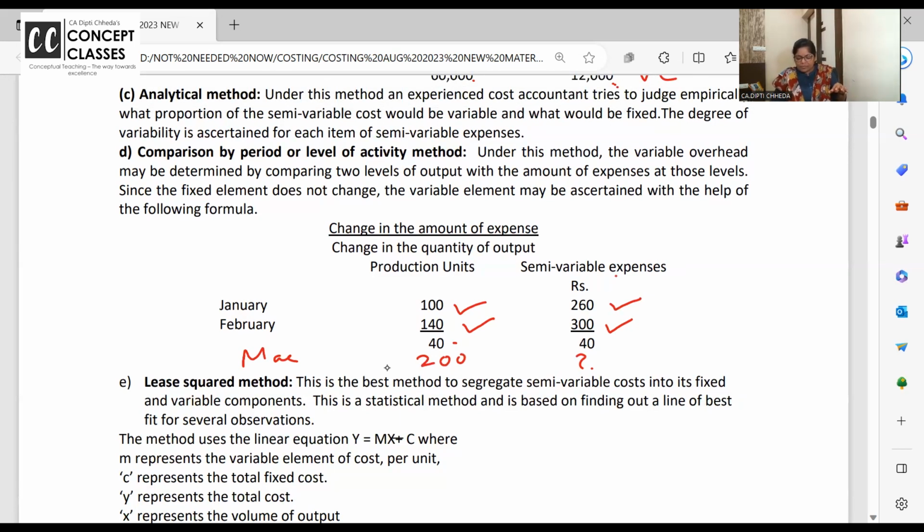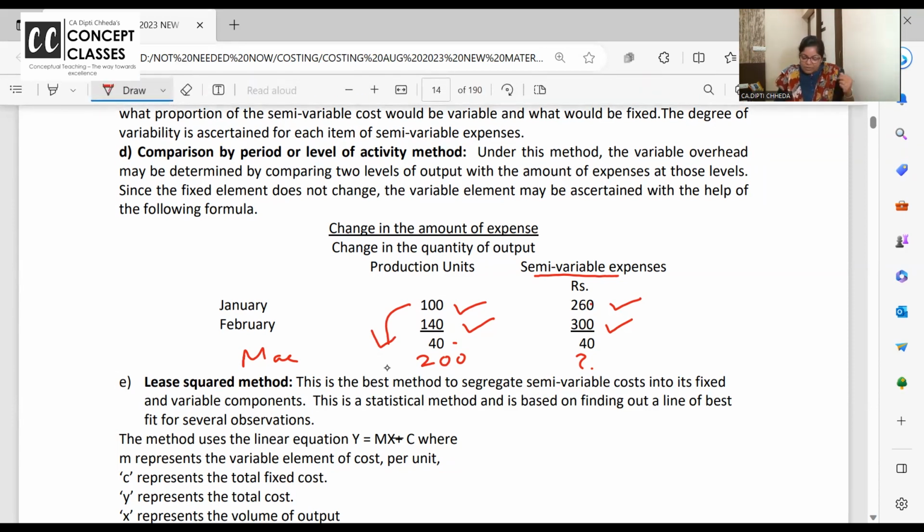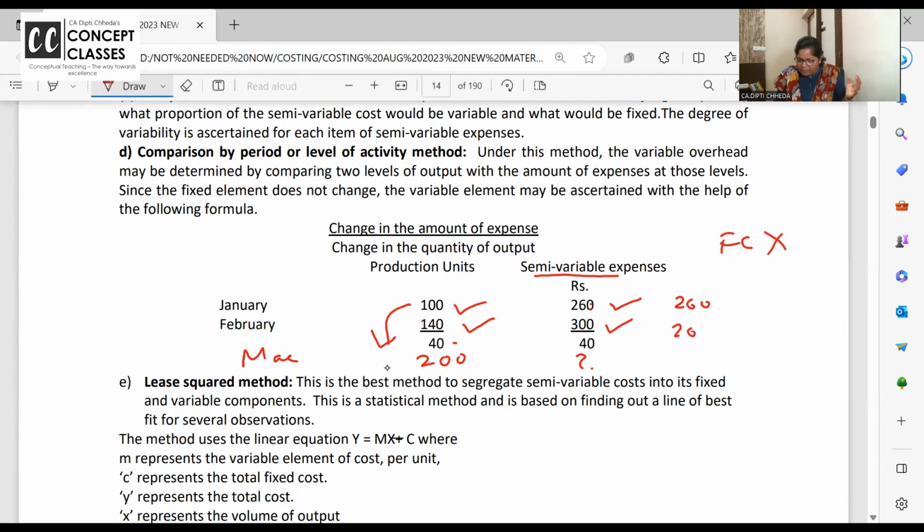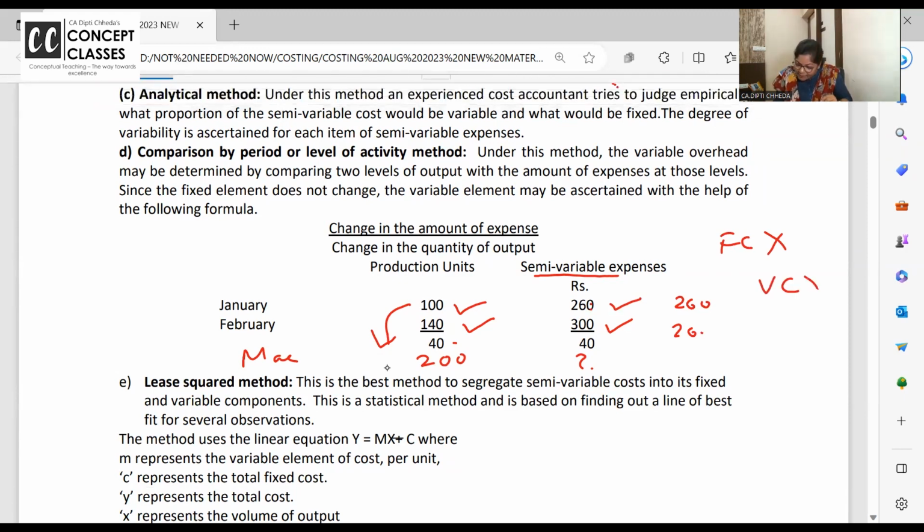Can I do it? Now, one thing, ma'am, if this is not clear, it is semi-variable overhead. How to decide? I'm diving still deep. Are you all with me? Right. Look here. Cost, number of units increase ho rahe na? The cost is also increasing from 260 to 300. That means this is not a fixed cost. ये फिक्स्ड कॉस्ट तो नहीं है, क्योंकि फिक्स्ड कॉस्ट रहता तो यहाँ भी 260, यहाँ भी 260. ये वेरिएबल कॉस्ट भी नहीं है.